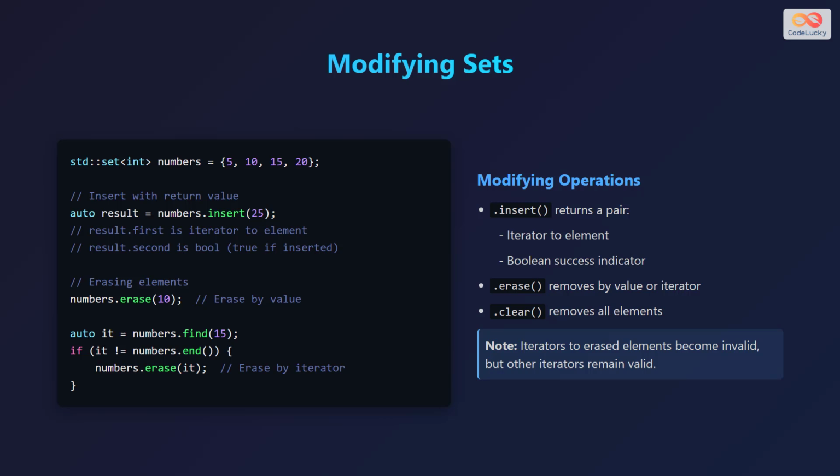You can erase elements from the set using the erase method, either by providing the value to be erased, such as numbers.erase(10), or by providing an iterator to the element to be erased. If you have an iterator, you can call the erase method by passing the iterator of the element you want to erase. These modification operations allow you to easily insert and remove elements from a set. Note that iterators to erased elements become invalid, but other iterators remain valid.